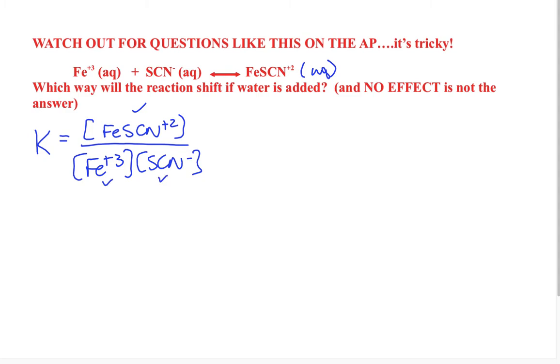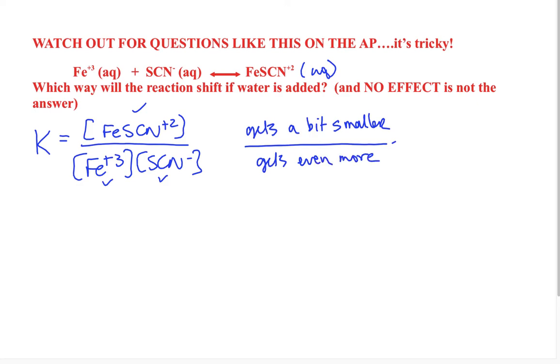So what happens mathematically to that denominator compared to the numerator? It's decreasing even more, isn't it? Because we have two things being diluted. Do y'all see that? If the denominator gets smaller, both get smaller. This gets a little smaller if we dilute, but this gets even smaller. So now we're at a Q value, and what is Q compared to K now? The denominator gets smaller, so Q is greater than K.